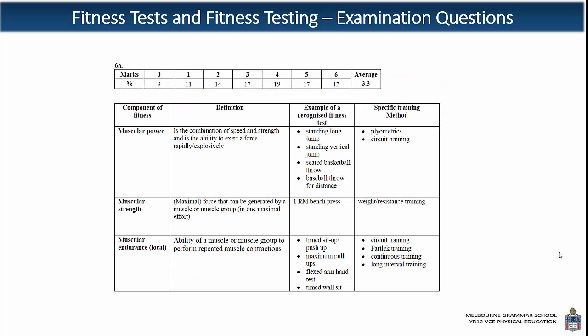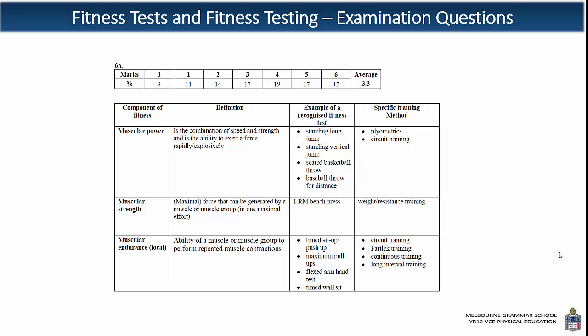So in terms of answers, only 12% of the state got 6 marks here. Hopefully you're thinking that you would be getting 6 marks, at least with your definitions. Definitely, that's an easy one. With the example of a recognised fitness test, if I can just draw your attention to muscular power, and if I can just draw your attention to the 3rd dot point down, the seated basketball throw. What you needed to do then is you actually needed to say that it was a seated basketball throw.